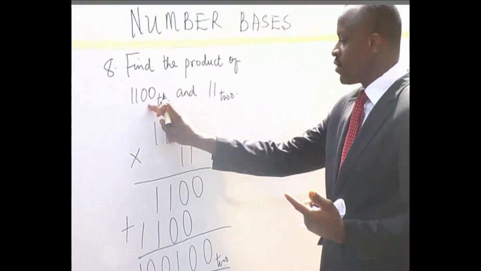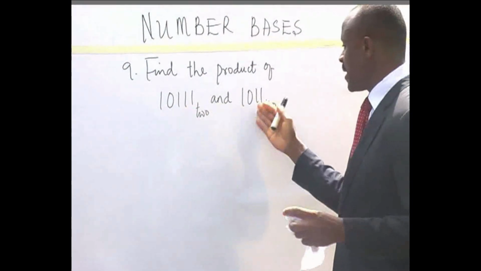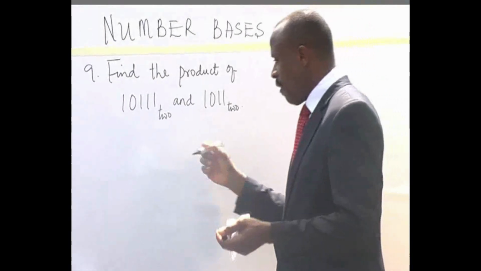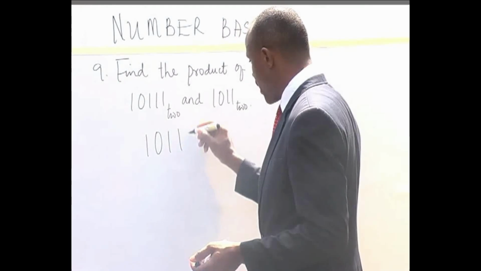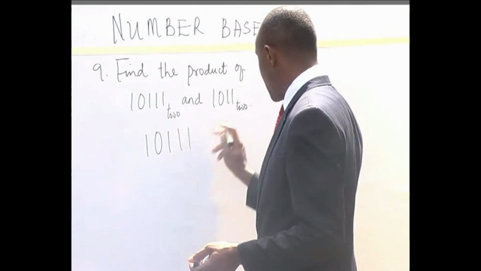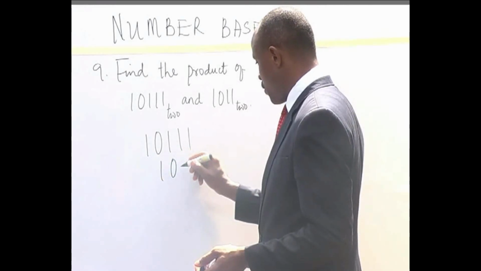of this base 2 and this. We should find the product of this and this, just the way we went before. Bring down the numbers: 1, 0, 1, 1, 1. The next one is 1, 2, 3, 4, 1, 2, 3, 4: 1, 0, 1, 1.